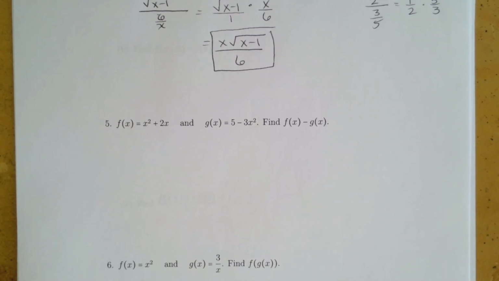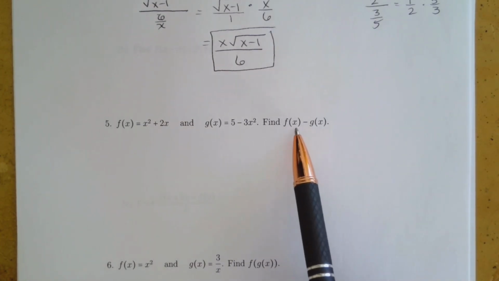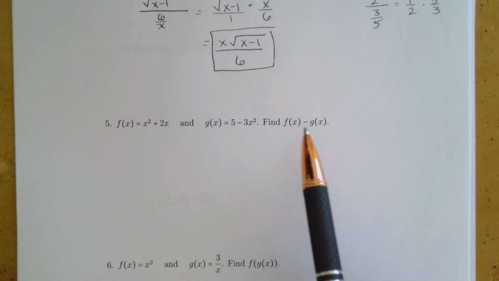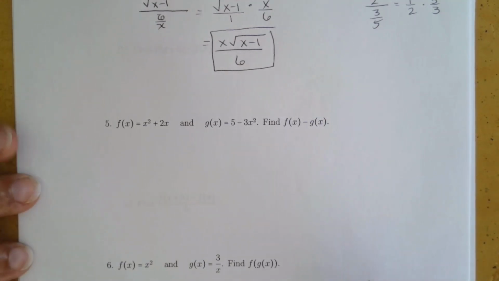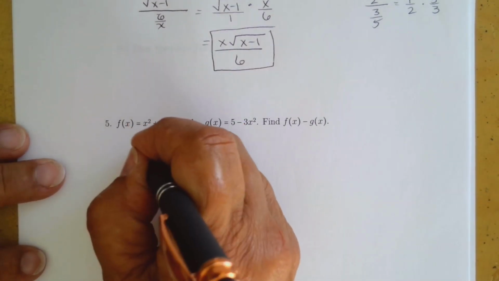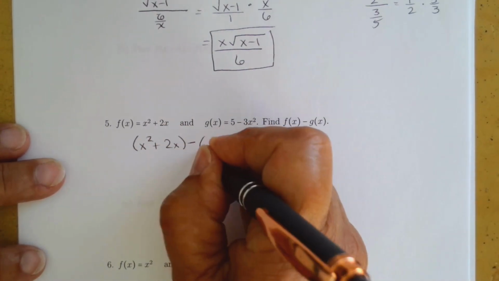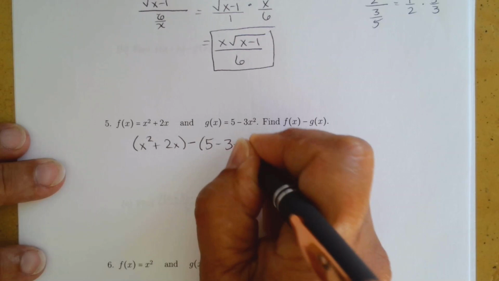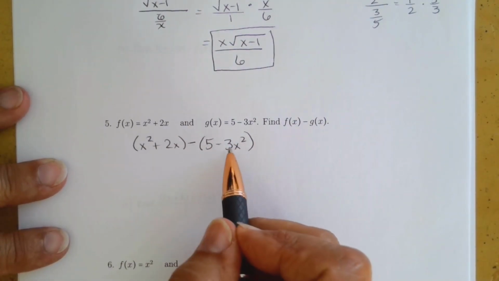All right, number 5, we have f of x is a polynomial, x squared plus 2x. And we have g of x, another polynomial, 5 minus 3x squared. And we're supposed to find f of x minus g of x. This is the one you need to be careful of. Remember, when you subtract, you got to change some signs. So put these in parentheses to start. So f of x is x squared plus 2x, minus g of x, which is 5 minus 3x squared. If you put them in parentheses, it kind of helps you see what you need to change.